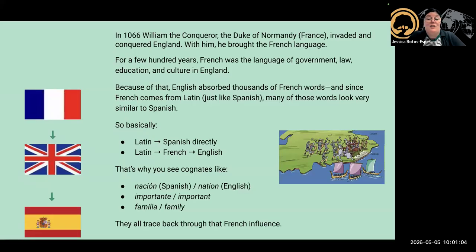And since French and Spanish both come from Latin, which, Spanish comes from Latin directly, and English gets a lot of its Latin words through French, that's why we see things like nación in Spanish, nation in English, importante in Spanish, important in English, familia in Spanish, family in English. Basically, Spanish and English are more connected than they seem, and that all traces back through that French influence.